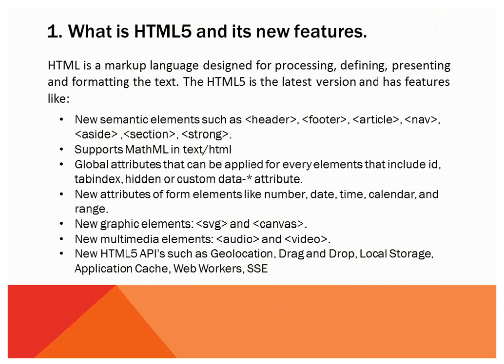HTML5 is a markup language designed for processing, defining, presenting and formatting text. HTML5 is the latest version and has features like new semantic elements such as header, footer, article, nav, aside, section, strong, and so on. It supports MathML in text or HTML. Global attributes that can be applied to every element include ID, tabindex, hidden, or custom data attributes.